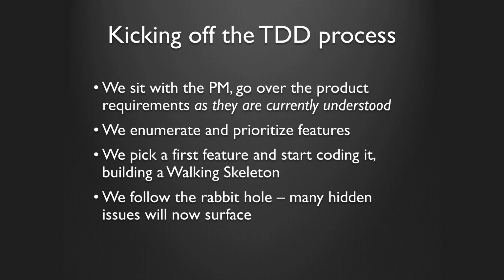So we sit with that someone and we go over the list of requirements as we currently understand them. And it's important to note that it's as we currently understand them, because as we know, requirements are going to change. And we enumerate and we prioritize these requirements, and then we pick the most valuable feature. It might not be the most important feature, and it might not be the easiest feature. It's the feature that is going to be most valuable for us right now.